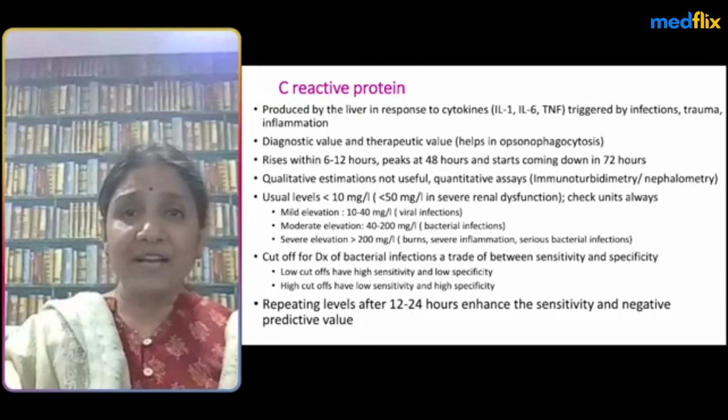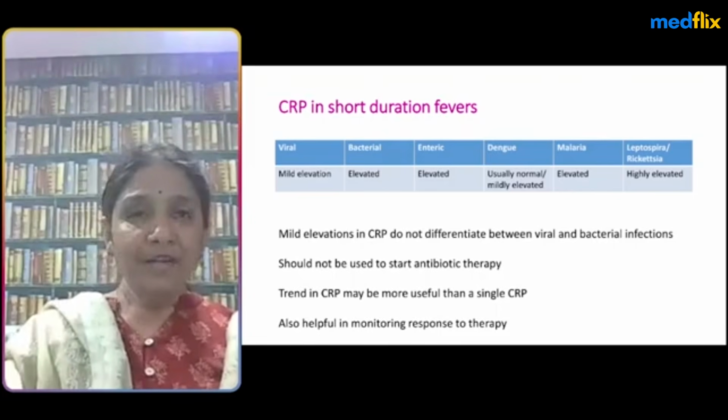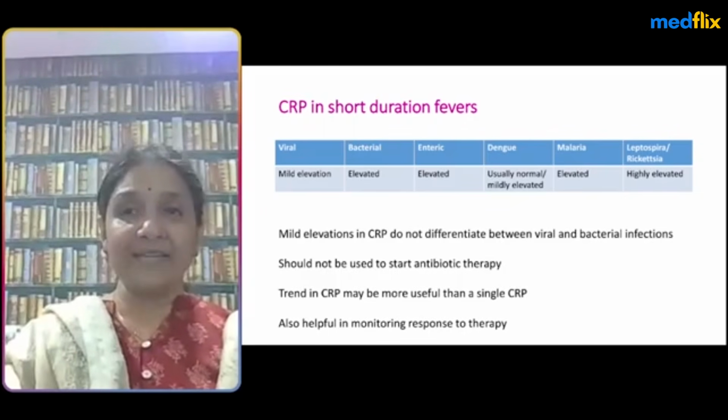Now, how do you interpret CRP in short duration fevers? In viral, there is mild elevation. In bacterial, it is elevated. In typhoid, it is elevated. In dengue, it is usually normal or just mildly elevated. In malaria, it is elevated. And in leptospira and rickettsia, it's highly elevated.